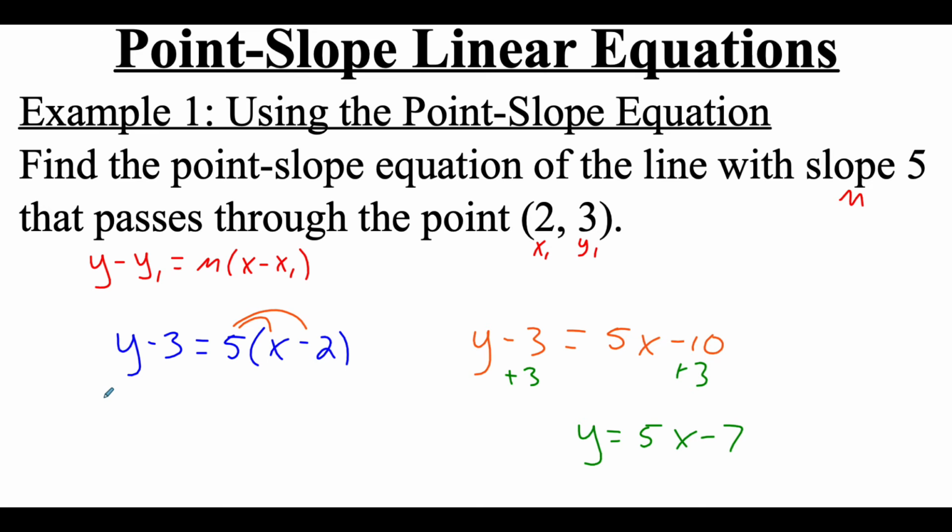Now, depending on the specific problem, they might ask you to leave your answer in point-slope form. So that would be this blue equation that we've got here. But if they do ask you to rewrite it in slope-intercept form or solve to get y alone, then that would be this green equation that we ended up with down on the bottom right.